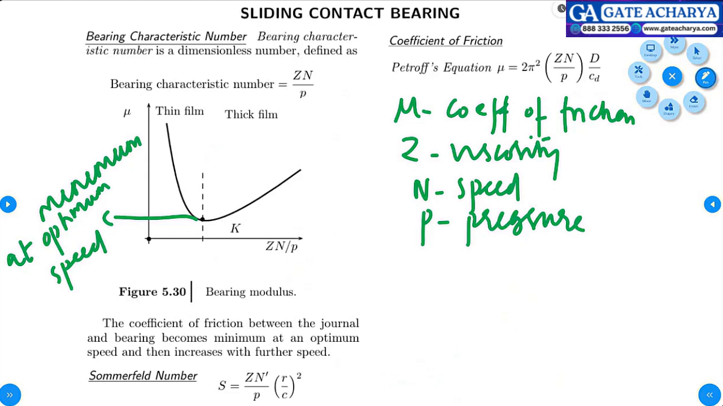Right. So Sommerfeld gave an expression: Sommerfeld number is equal to ZN by P into R by C, the whole squared. R is the radius of the journal, C is the radial clearance. And to find mu, the coefficient of friction, Petroff gave one equation: mu is equal to 2 pi squared ZN by P, D by CD, where D is the diameter of the journal, CD is the diametral clearance. Okay, note it down.